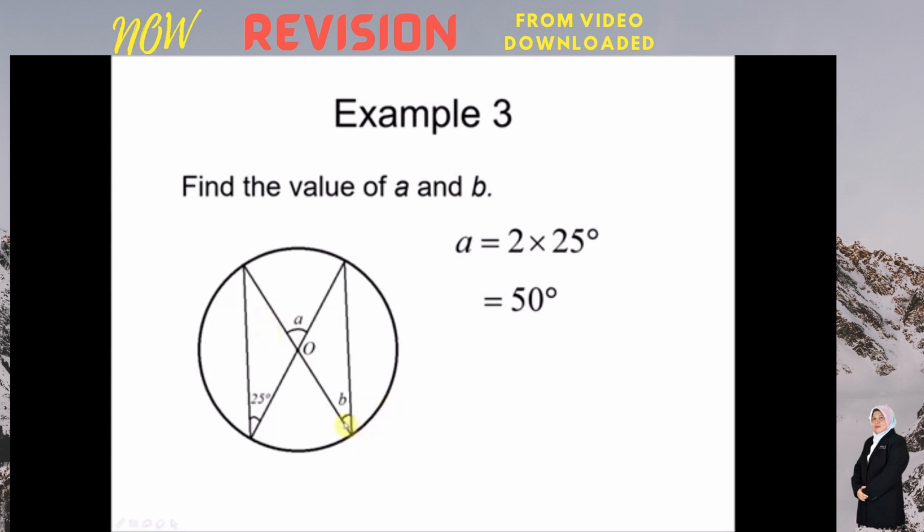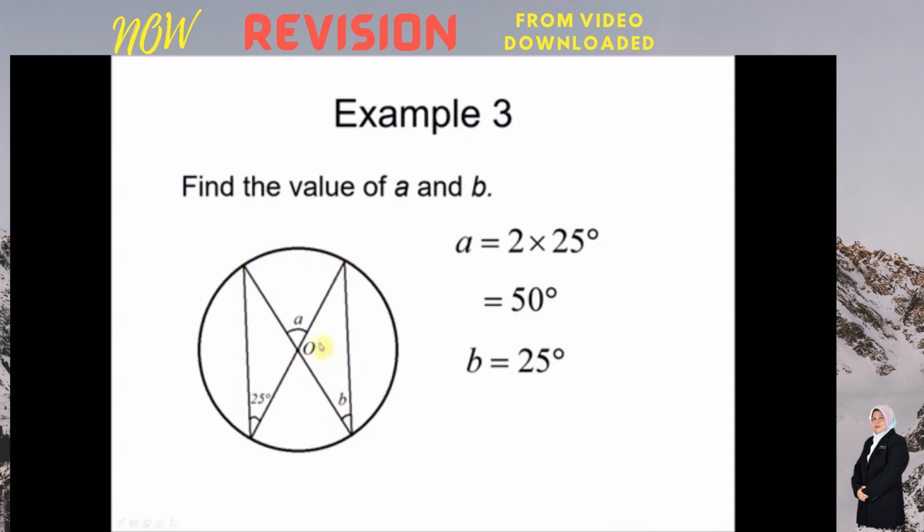And now we look at B again. We have this and this. So this angle here and this angle here are both subtended by the same arc. Hence, this is the first property we learned. B is equal to 25 because both of these angles at the circumference are subtended by the same arc. So B equals 25.